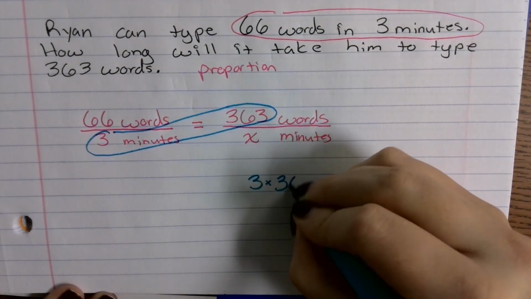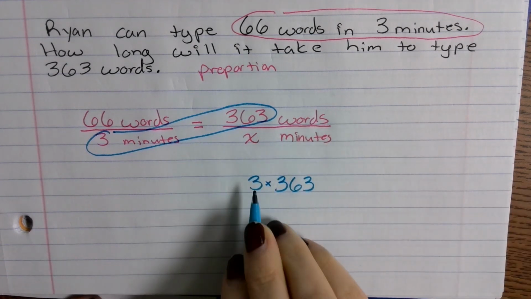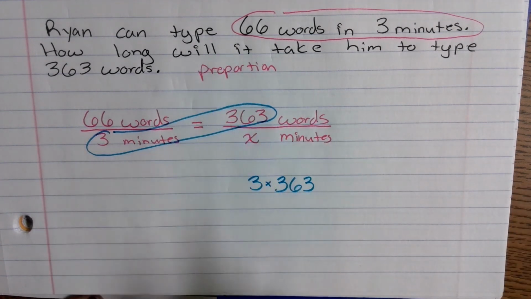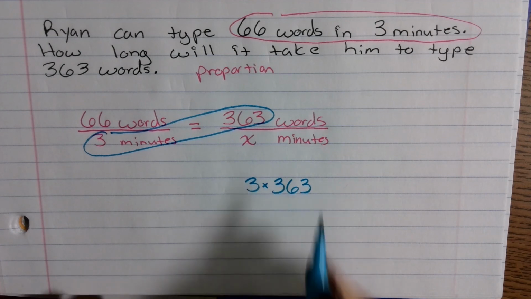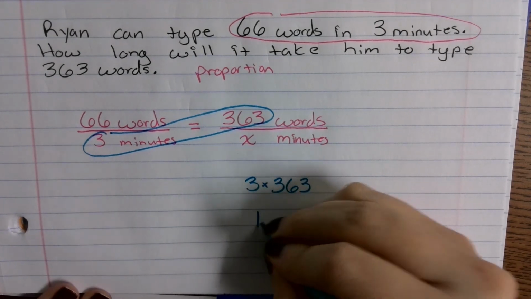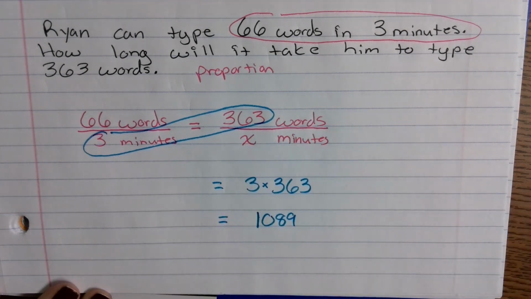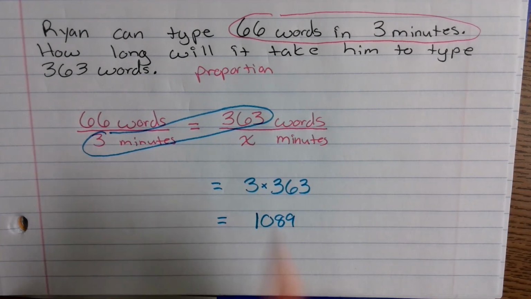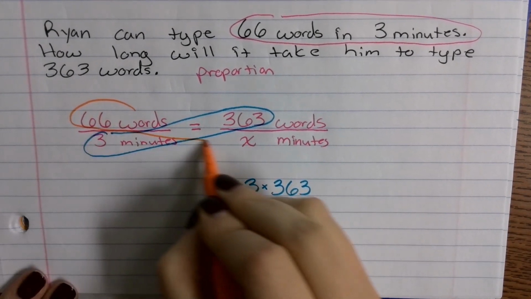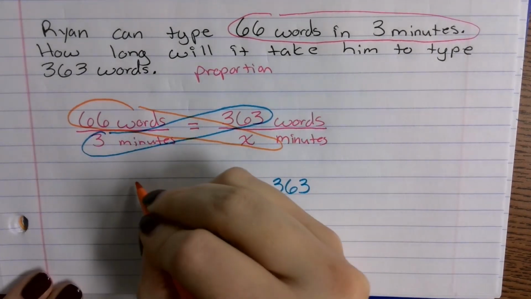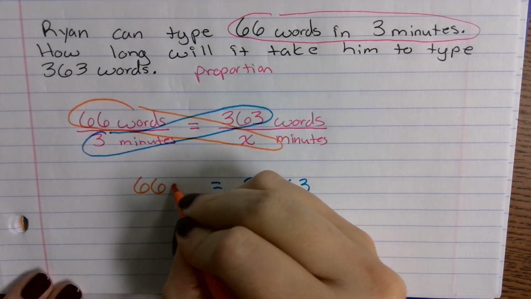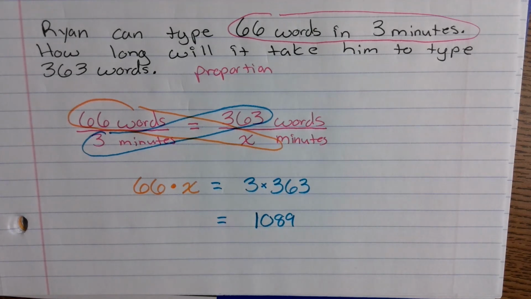That's what I just said it's called. Hence the reason I wrote a proportion right here. 3 times 363 is going to give me 1,089. And then on the opposite side, I'm also going to multiply 66 times x. So what is 66 times x?